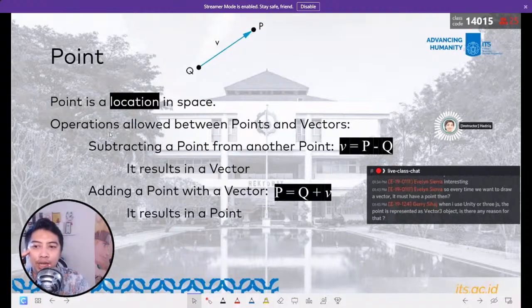The operations allowed between points and vectors is something like this. So the first one is subtracting a point from another point. The result will be a vector. The second one is adding a point with a vector. The result will be a point. And these two equations are actually linked all together. So we just relocate the variable.